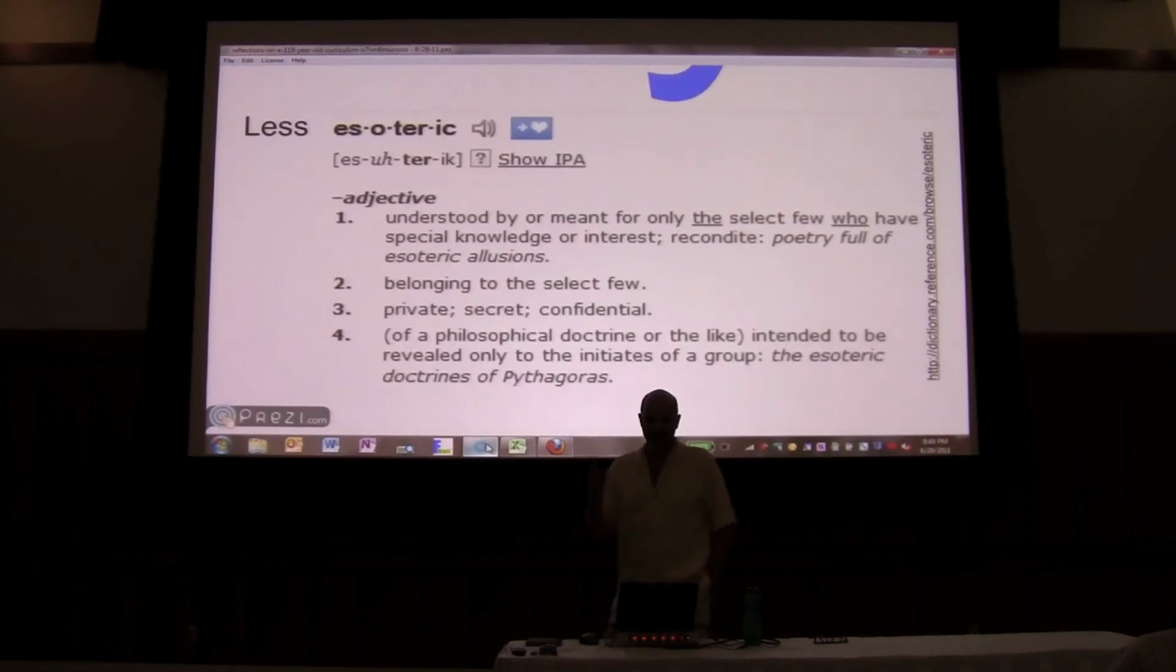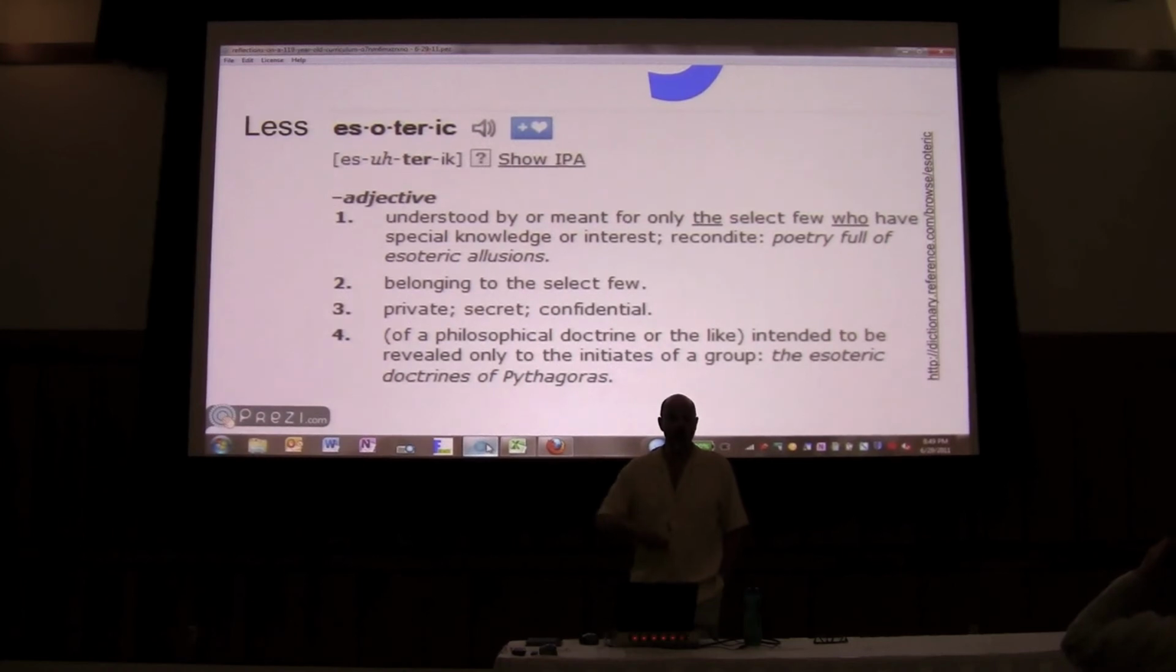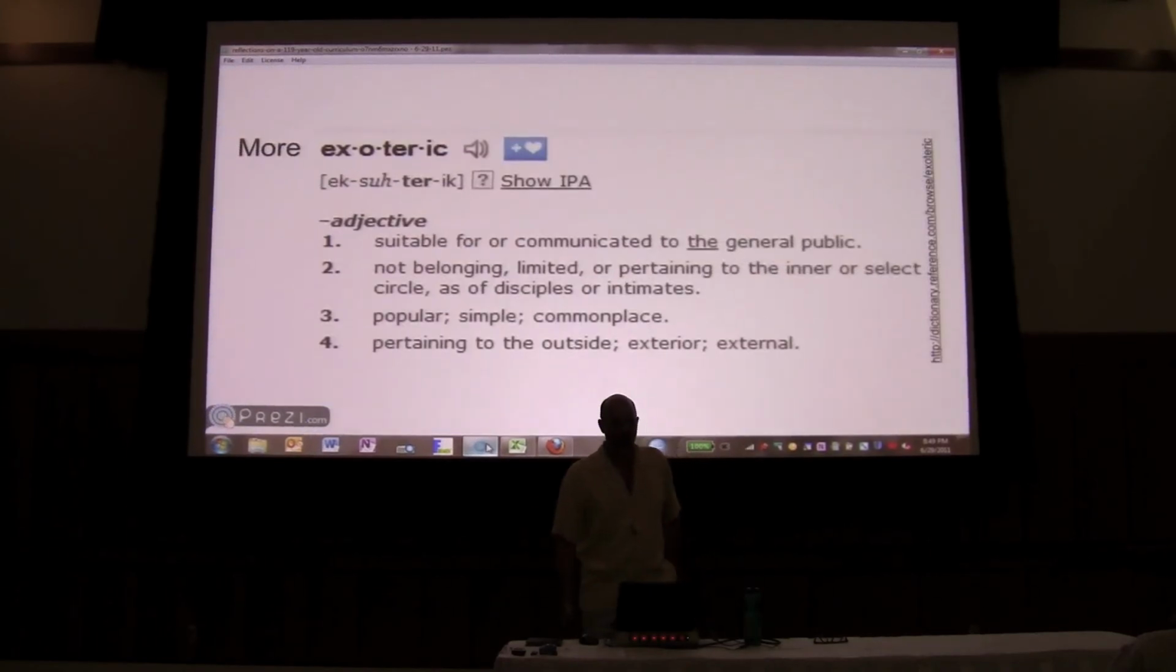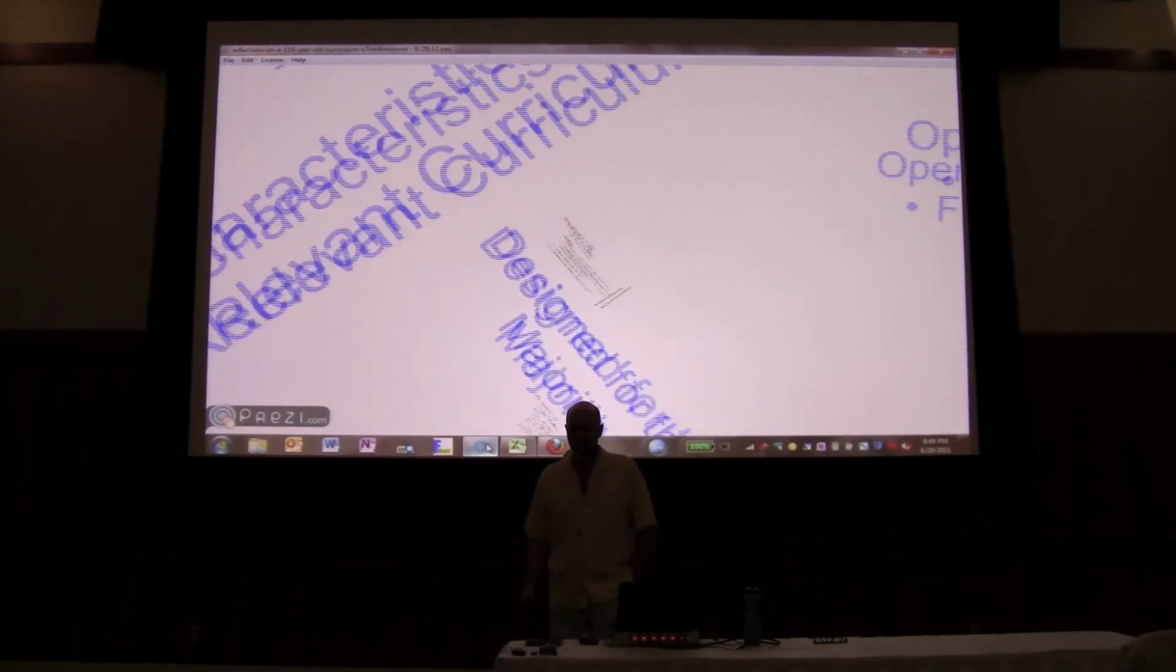And lastly, that it should be designed for the majority. That this curriculum should be less esoteric, understood for or meant for only the select few, like poetry full of esoteric allusions, or intended to be relevant only to the initiates of a group, like the esoteric doctrines of Pythagoras. And less exoteric, suitable for or communicated to the general public.